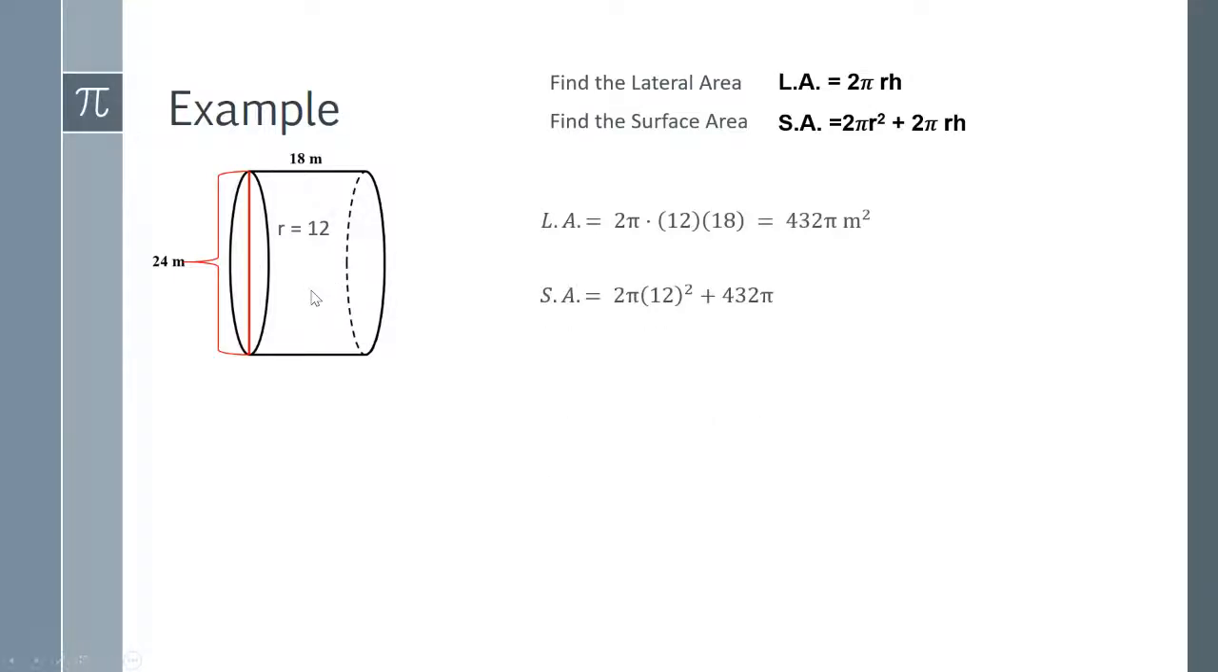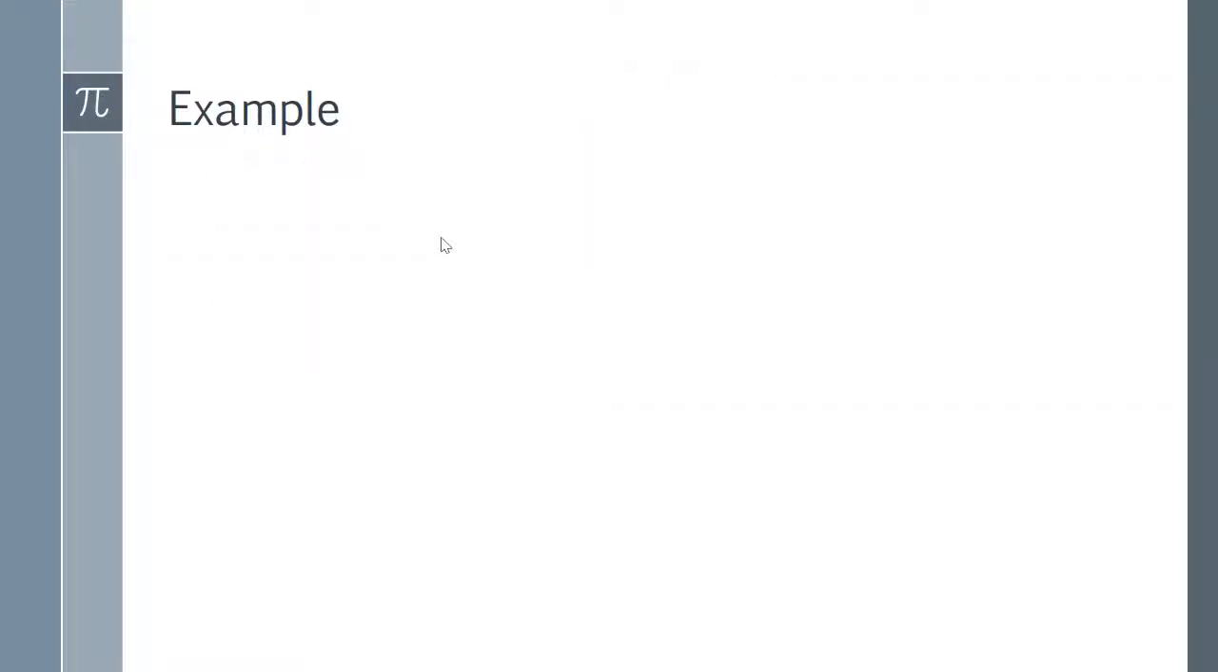Find the surface area. Surface area, we're going to do 2 times pi times the radius squared, so 2 times pi times 12 squared plus that lateral area, which we just found, which was 432. 12 squared is 144. 144 times 2 is 288 pi. And 288 pi plus 432 pi gives us 720 pi meters squared. So actually, I think these are some of the easier surface areas to find.